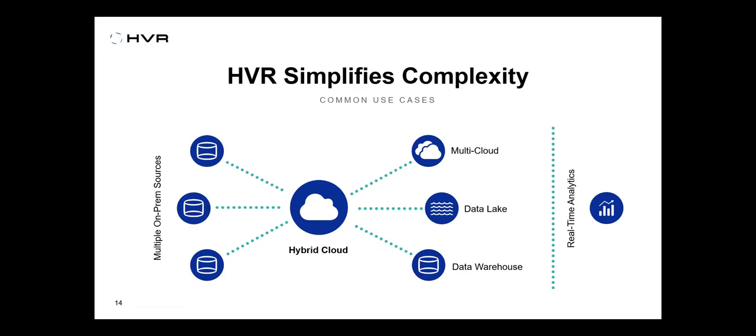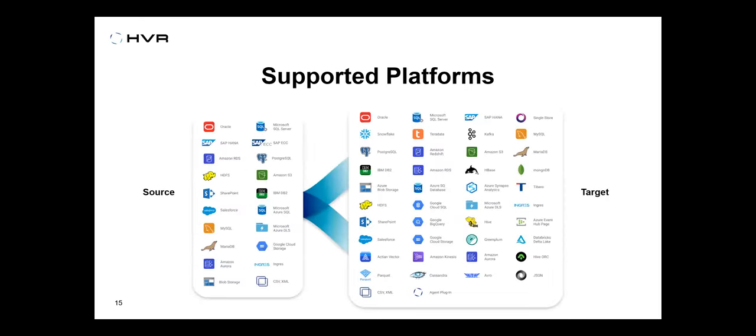And of course, let's not forget the operational aspect, the real-time analytics. Delivering to a messaging system, whether it's Kafka, Kinesis, Event Hubs, or PubSub, or just going to another relational target or a NoSQL system that is designed for true real-time delivery. So all of these different high-level use cases or trends, as I call them, are what's driving the adoption for data integration. So what are our supported platforms?